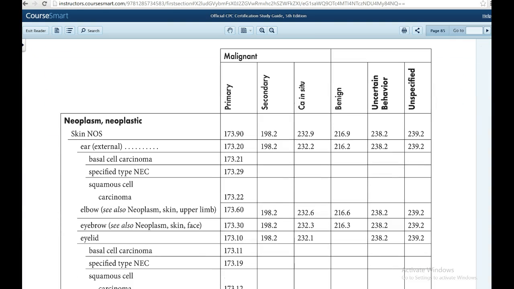And here is a copy of your neoplasm table. So if you were looking up a basal cell carcinoma of the eyelid, first thing you would do is look in the neoplasm table for skin. Then where on the skin are you looking? Eyelid. And then what type of cancer of the eyelid? You want to see a basal cell carcinoma. And if it were primary, it would be 173.11.